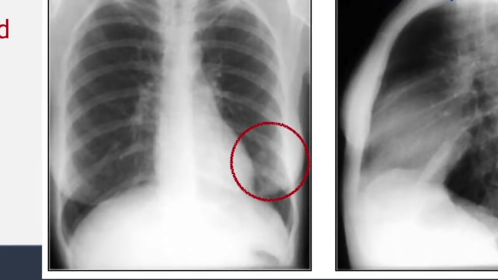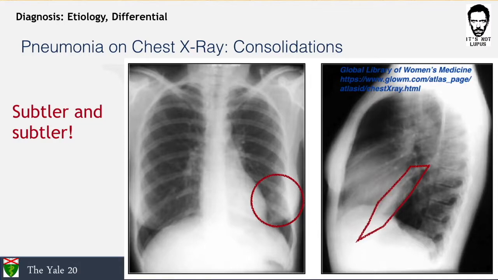And when we check out the lateral, we can convince ourselves sufficiently that this consolidation is in the anterior segment of the left lower lobe.